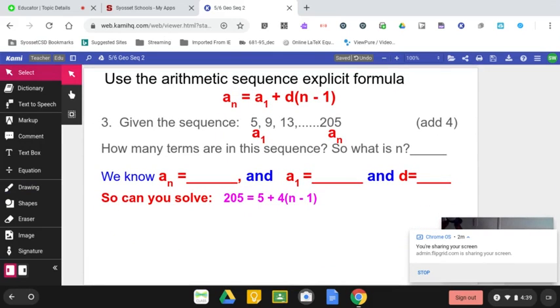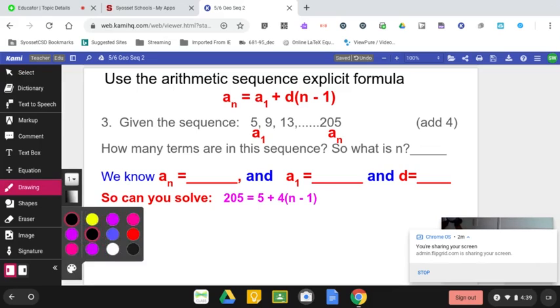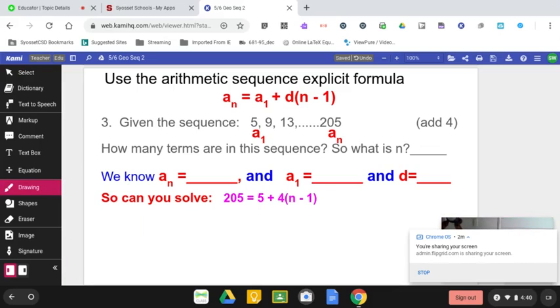So on this next slide, we have an arithmetic sequence. And in the arithmetic sequence, we're adding a common difference. There is a constant rate of change. So 5 plus 4 gives you 9. And 9 plus 4 gives you 13. The next term would be 17, and so on. We could count until we get to 205 and then keep track of how many terms there are. Or we can use the arithmetic sequence explicit formula, which is again given to us on the reference sheet, to figure out what n is, because n is the number of terms.